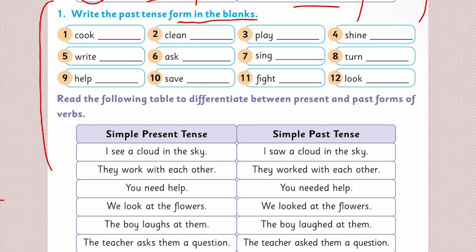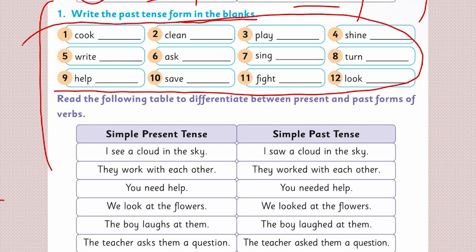Okay, look at here. These are all in the present form, the first form of verb. What you need to do, you have to make it in the past tense. You have to write the second form of verb here. What will be the second form of cook here? Yes, this is the regular verb. It needs only ed addition here. So we will write ed.